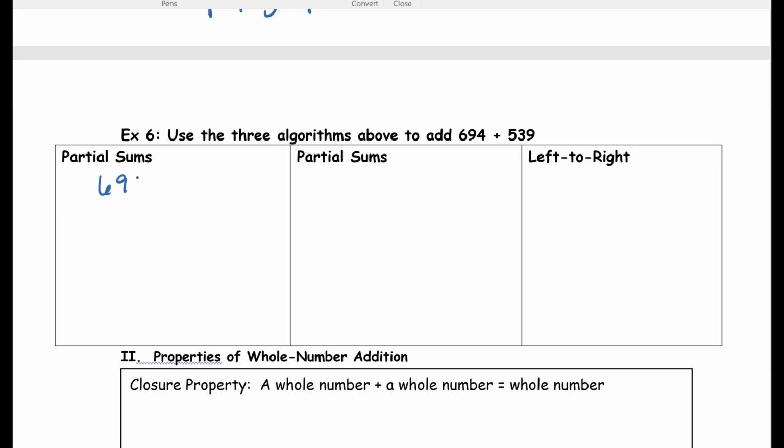So 694 plus 539, and we're going to do partial sums. So I'm going to make some columns.